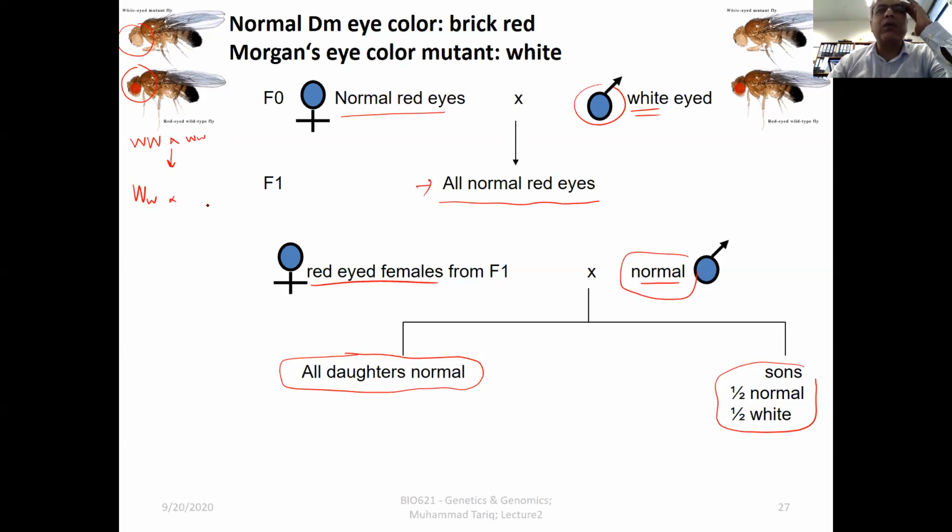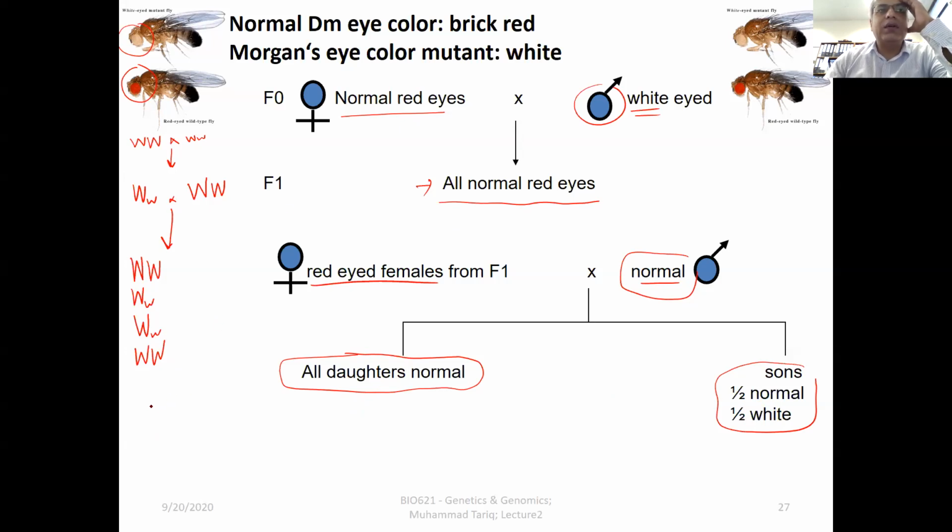You cross now with a normal male. We should get all normals. But they did not get all normal. Only the daughters were normal, and the sons were 50-50.